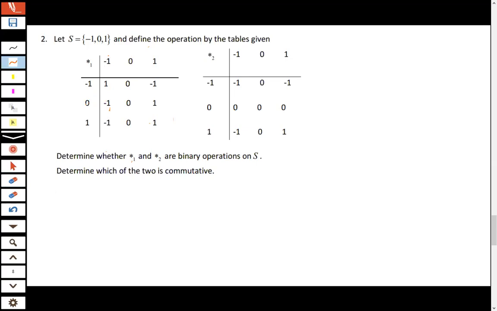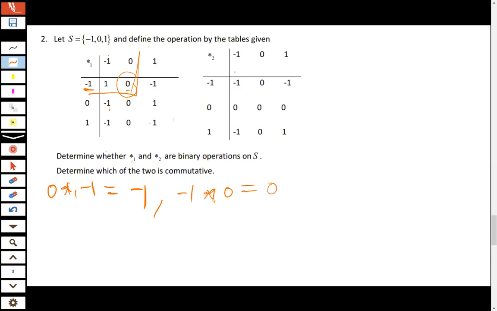Why? Because we can see that 0 star -1, the answer is -1. And then -1 star 0, which is this part, the answer is simply just 0 there. Hence, star 1 is not commutative.